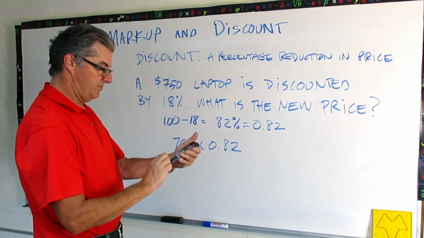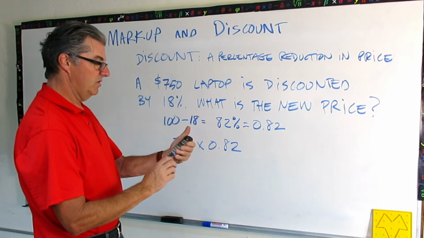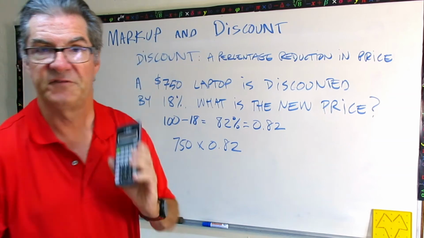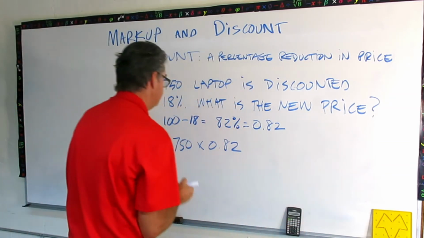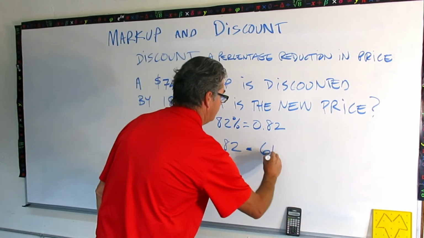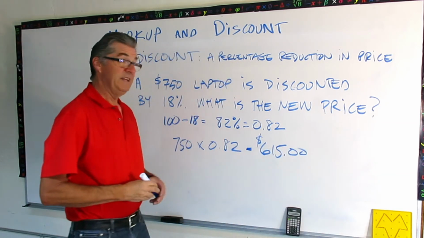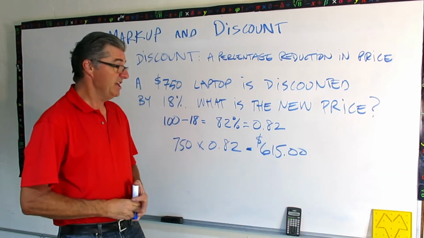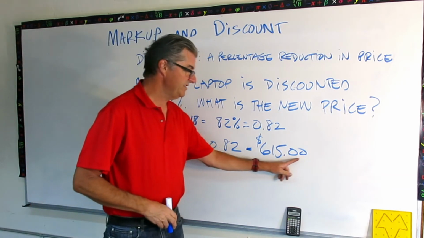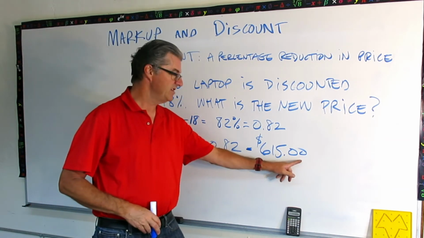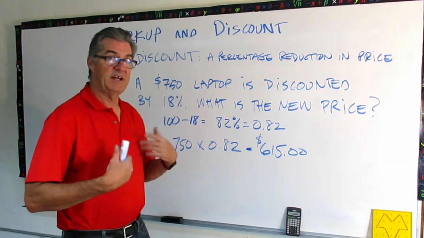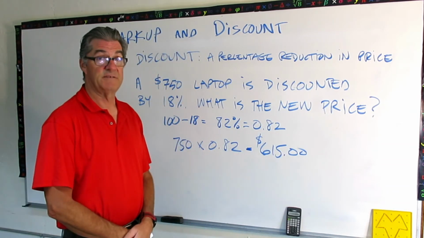750 times 0.82 equals $615. And even when you don't have any change, when you're writing a price, this is the full way to do that. You want to put your double zeros out there. That signifies a price, as does the dollar sign.